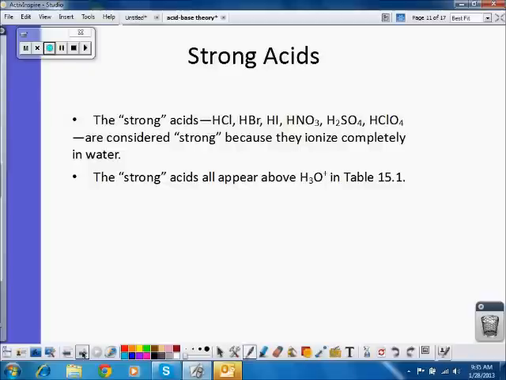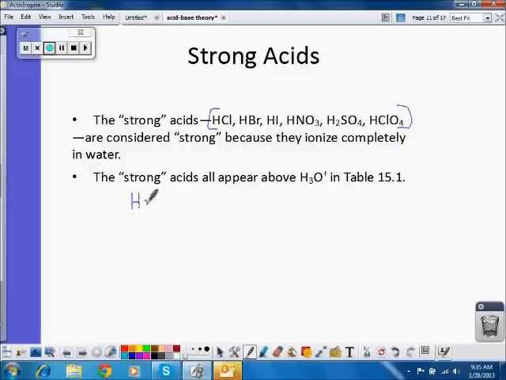So a strong acid, and here are your 6 strong acids, are considered strong because they ionize completely. I get all the H's removed from the molecule. So whenever I have a strong acid, I do not have equilibrium, I just have a left to right reaction.